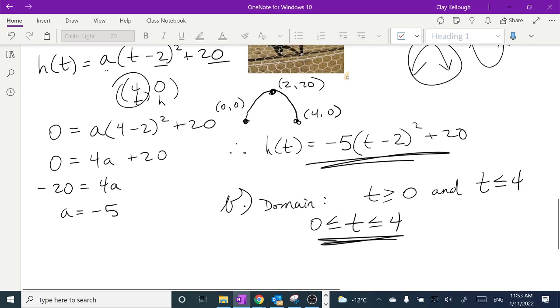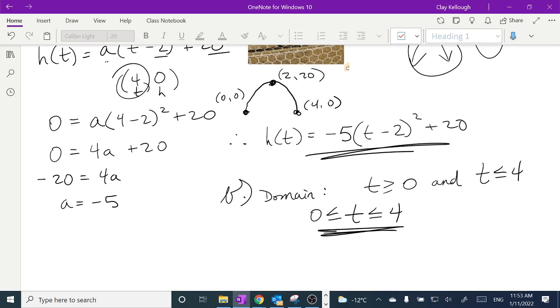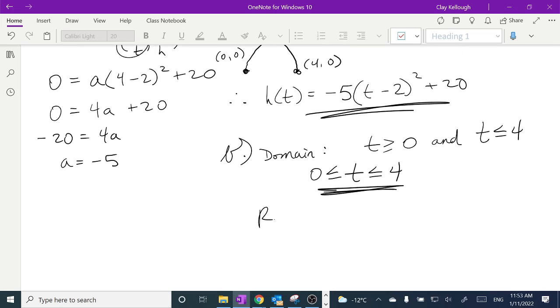What's the restrictions on the range? Well, the range isn't going any higher than 20, and we're going to assume the ball doesn't dig into the ground.